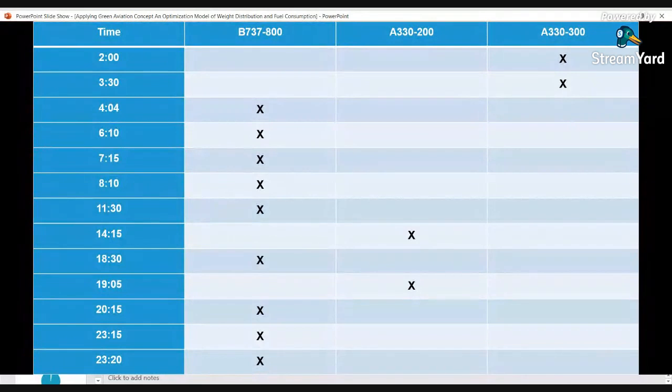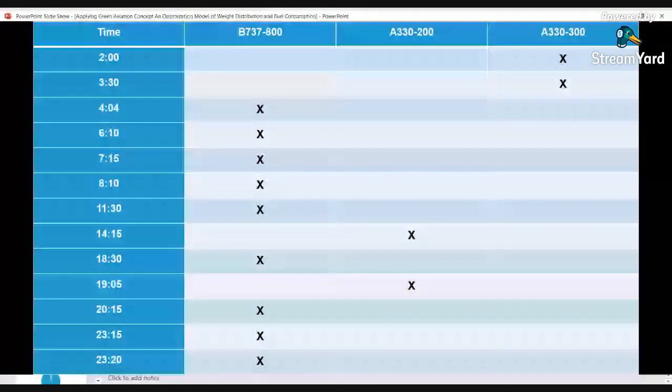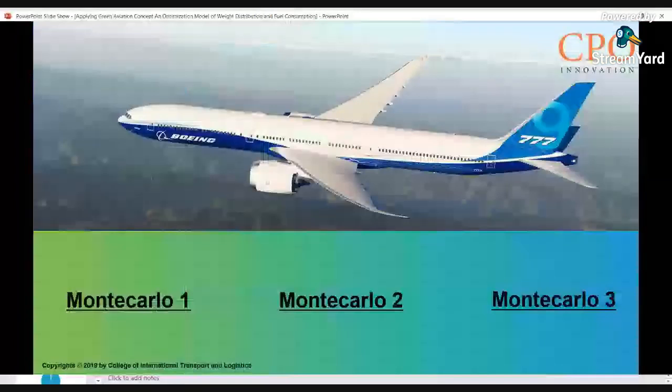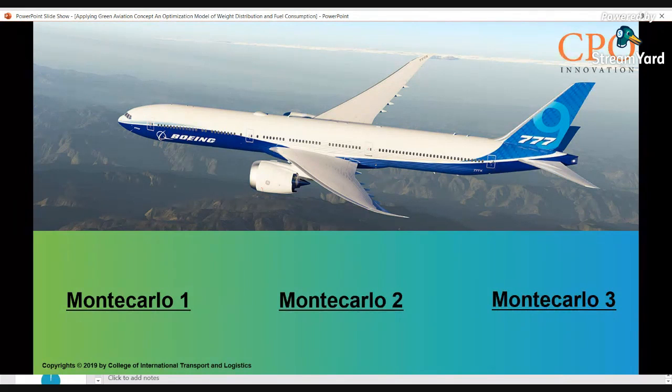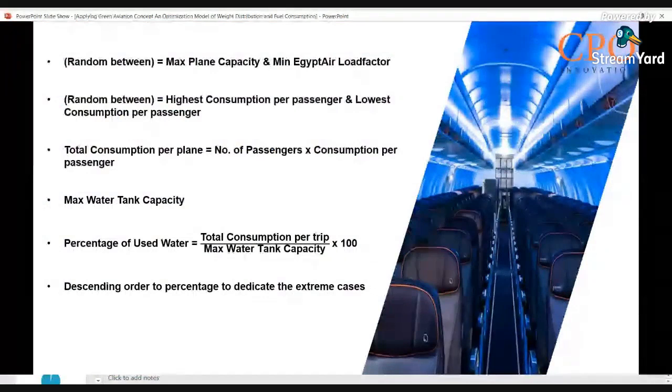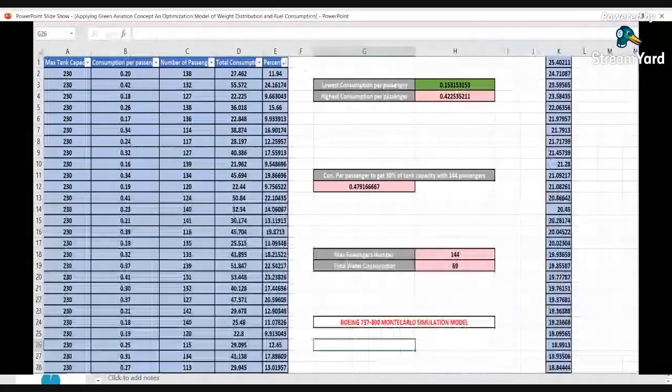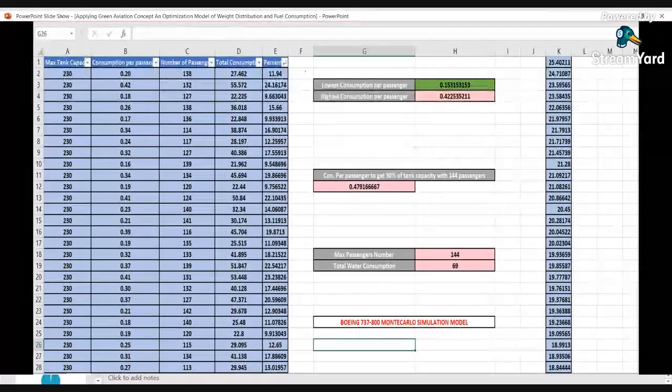Now we have to optimize the amount of actual water tank fill for each plane. So we start using simulation models. We use the Monte Carlo simulation model. Monte Carlo is a simulation model that mainly focuses on random numbers, so our equations were built upon random numbers. Our model was built as you can see here. Here is the maximum water tank capacity. Here is the consumption per passenger.